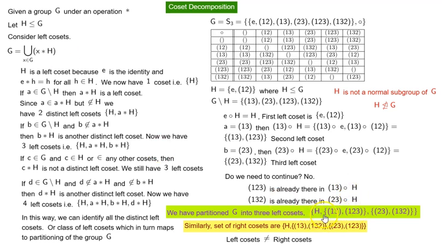And the intersection of these two cosets or these two cosets or these two cosets, or in other words, the intersection of any two left cosets will be a null set. That means no elements will be there in more than one of the cosets. Interesting, right? That was coset decomposition.